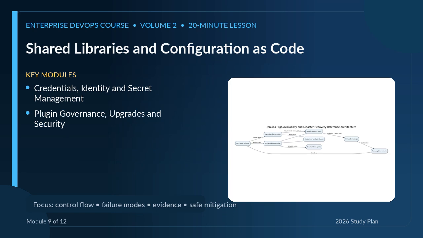Masking reduces accidental exposure but is not a security boundary against malicious build code. The module on plugin governance, upgrades, and security establishes the following ideas. Plugins extend the controller process and therefore become part of the platform attack surface and compatibility matrix. Reduce plugin count. Remove abandoned plugins and test upgrades in a representative non-production controller.